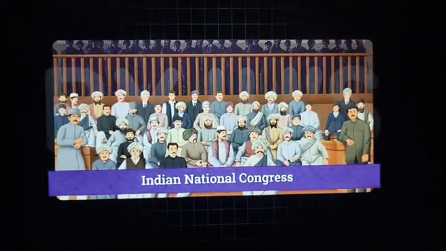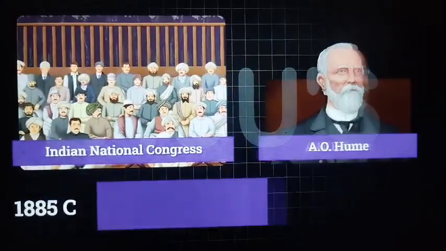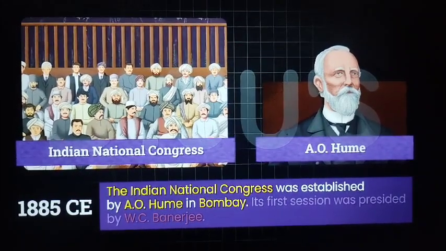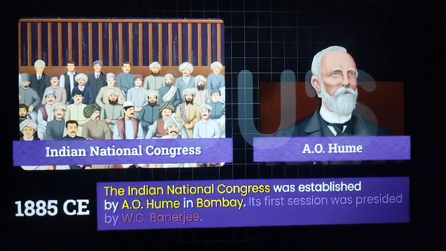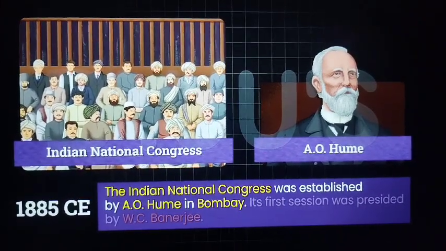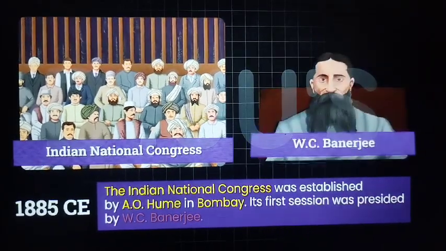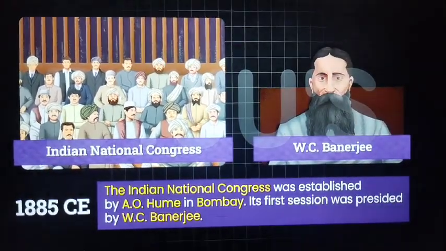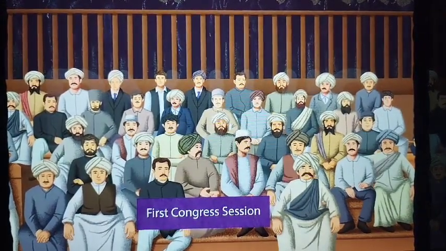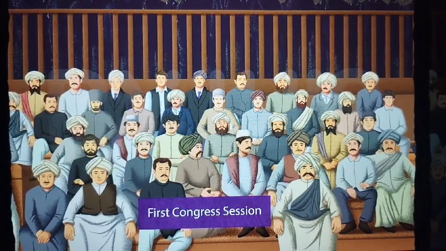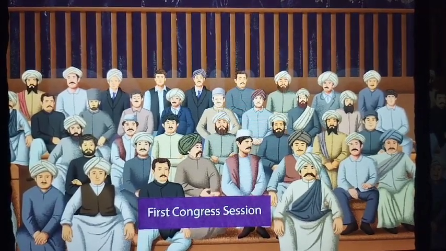One of the most prominent associations was the Indian National Congress. It was established by A.O. Hume, a retired English civil servant, along with other Indian nationalists in 1885 at Bombay. And this session was presided by W.C. Banerjee. The association from then onwards met every year in December in different parts of the country to discuss the political and administrative plan for the upcoming year.